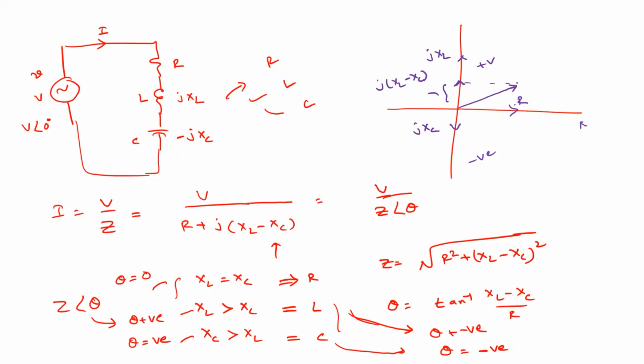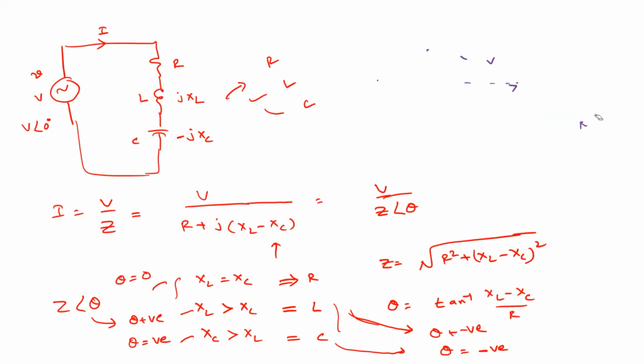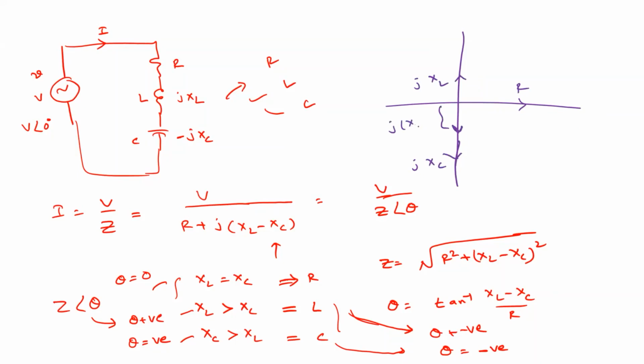This is one scenario. We have other scenarios also. We have another one, where XC is more. So this is R, this is JXC, and this is XL. In that case this is the resultant, which is J into XC minus XL. So now this angle is negative and the earlier angle is positive.